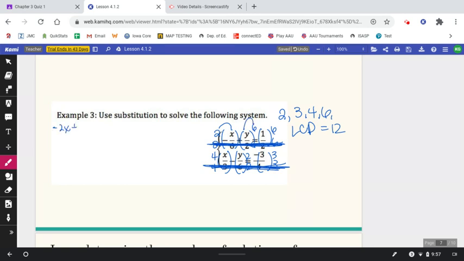So this top one would become negative 2x plus 6y equals 6. And the bottom equation would become 4x minus 2y equals negative 9.